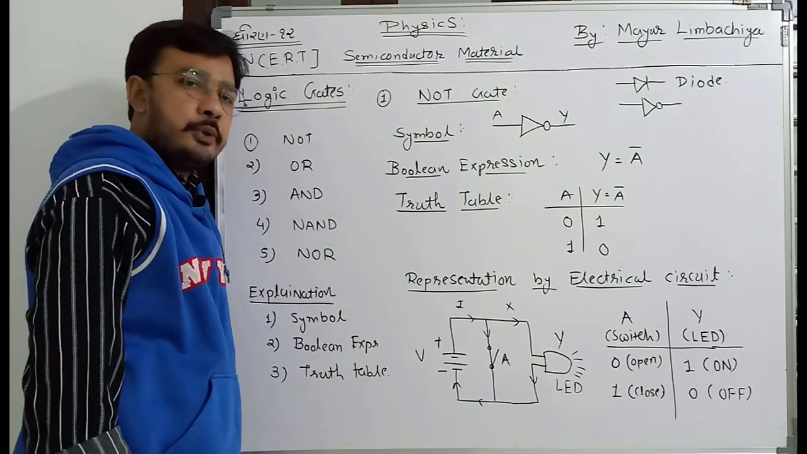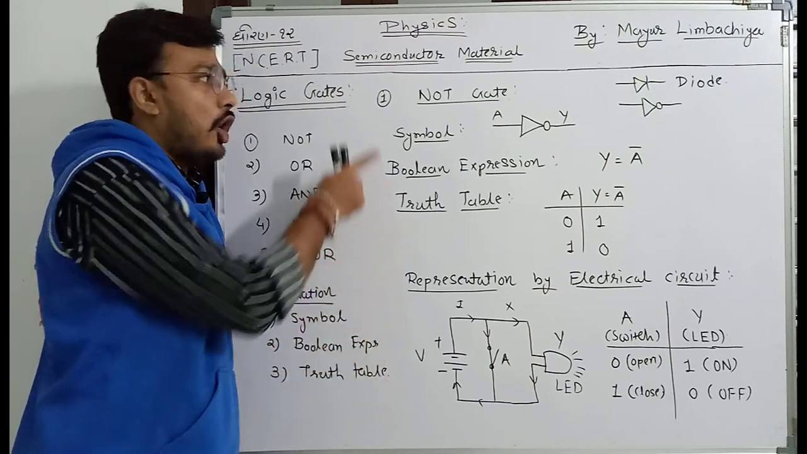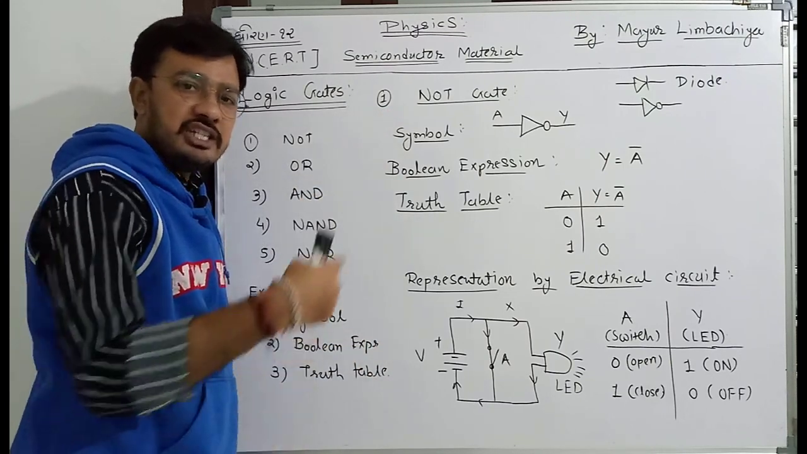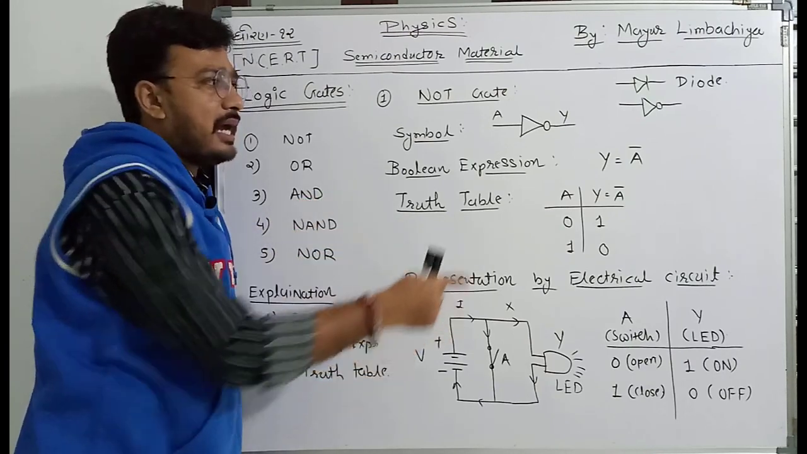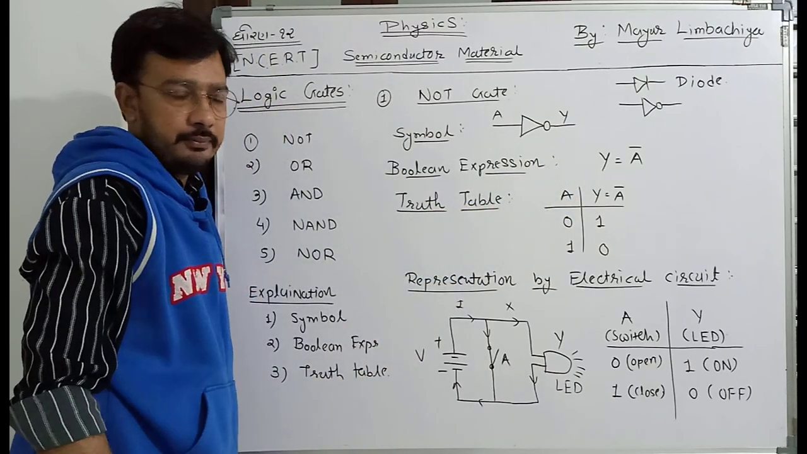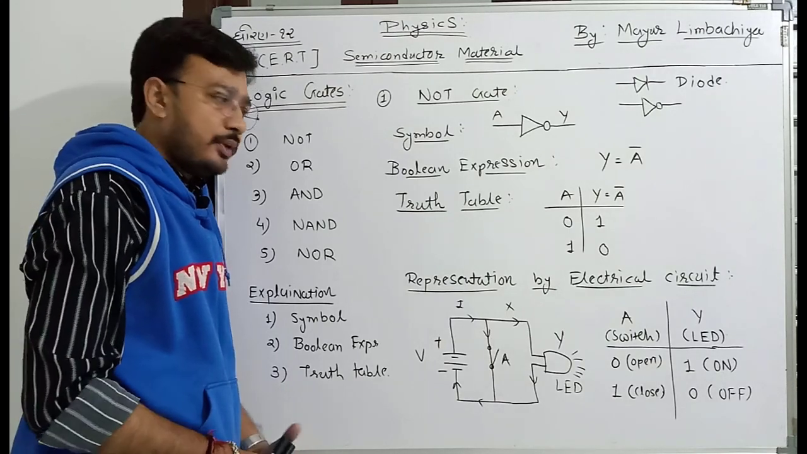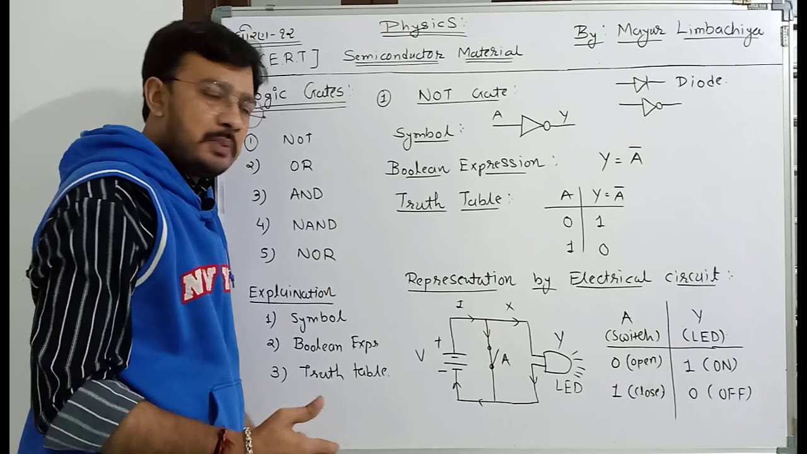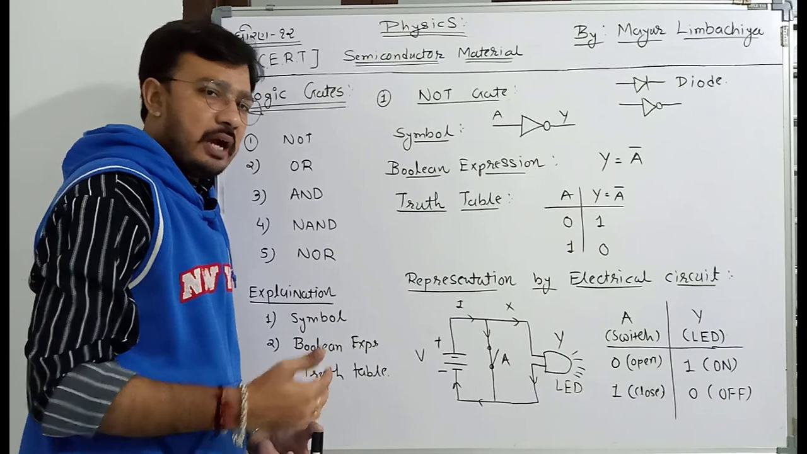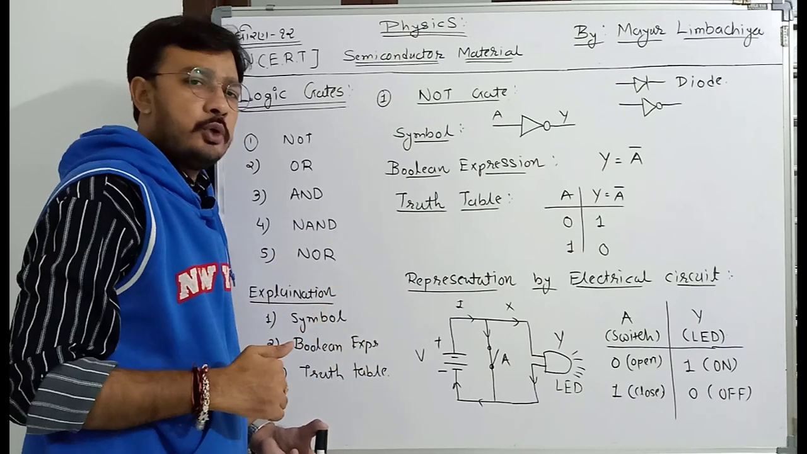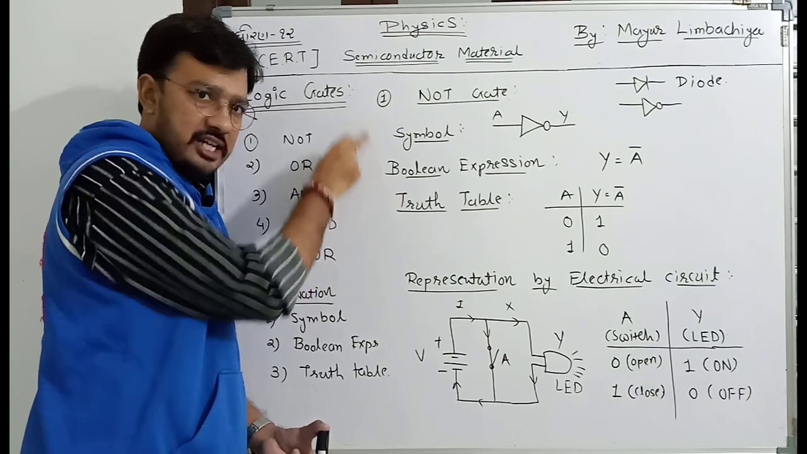The second is the Boolean expression. The Boolean expression is nothing but the mathematical representation of that gate, the relation between input and output described in a mathematical way. The third one is the truth table. So what is the truth table? The truth table is nothing but the relation between the input and output. If you apply any kind of input, what kind of output you will get is shown by the truth table. So I hope you understand these 3 parameters.